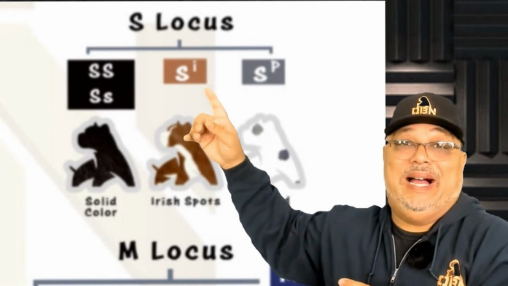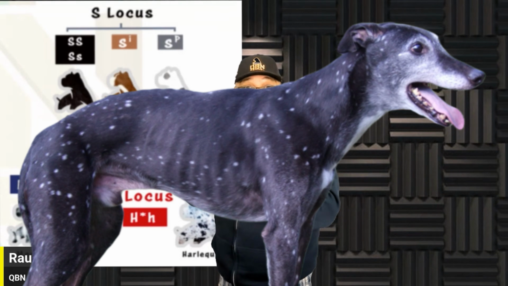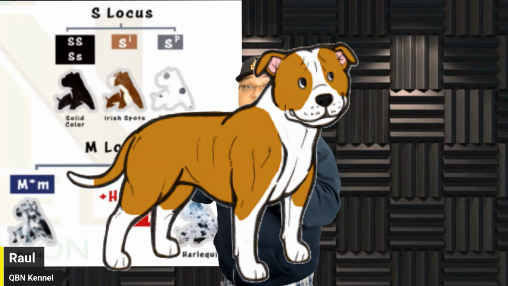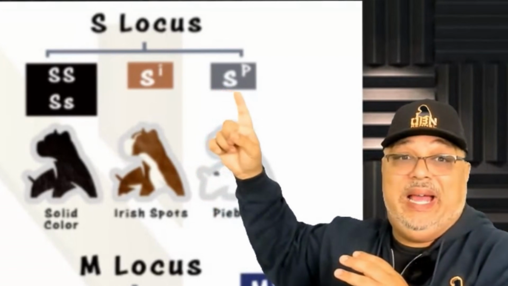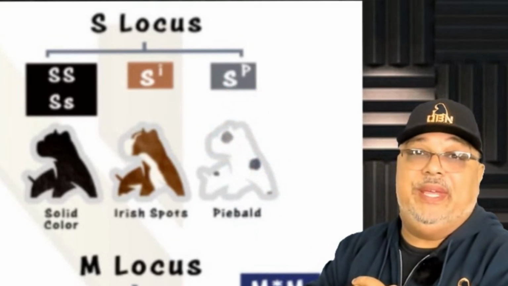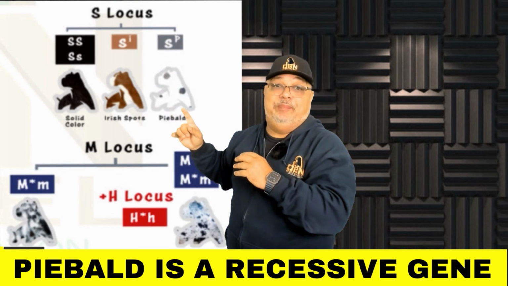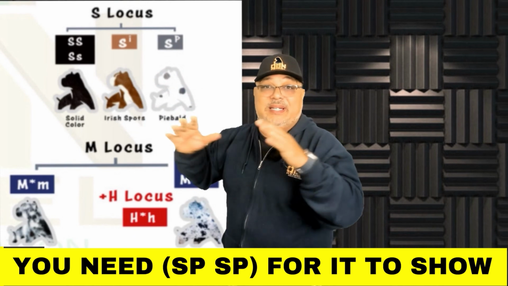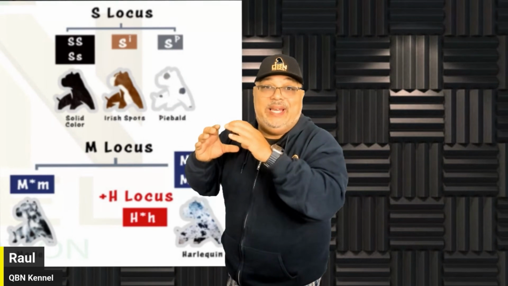If you have an SI, you're going to have what they call either Irish spots, which are little white spots dispersed around the body, or you're going to have what they call the Irish collar, which is a white band that goes behind the neck down the chest. Now for Piebald, you need to have the capital S and P. And the best way I could explain Piebald is a sea of white with islands of color.